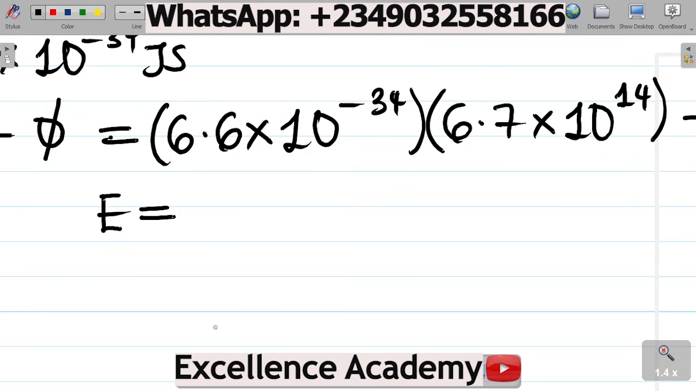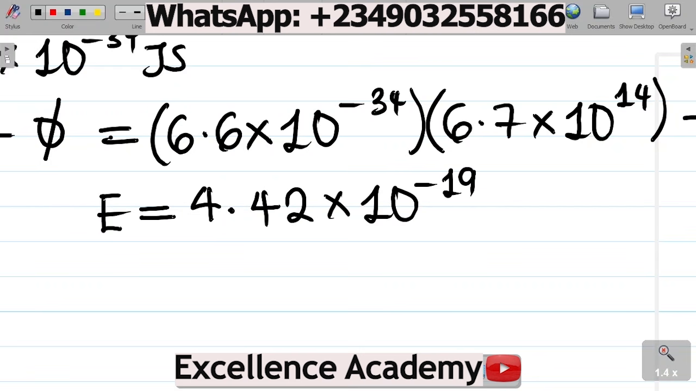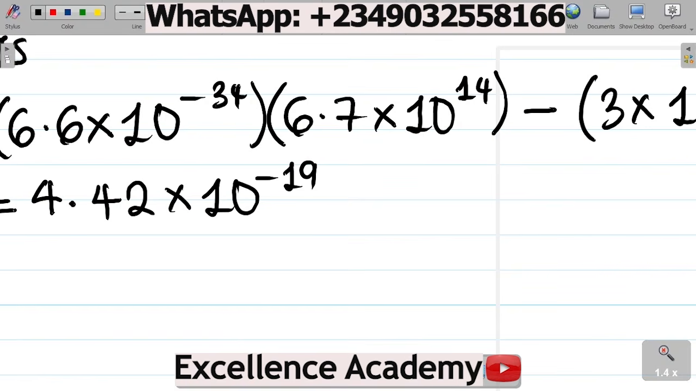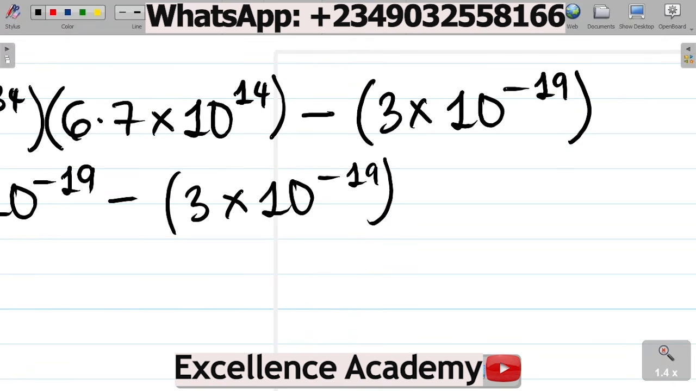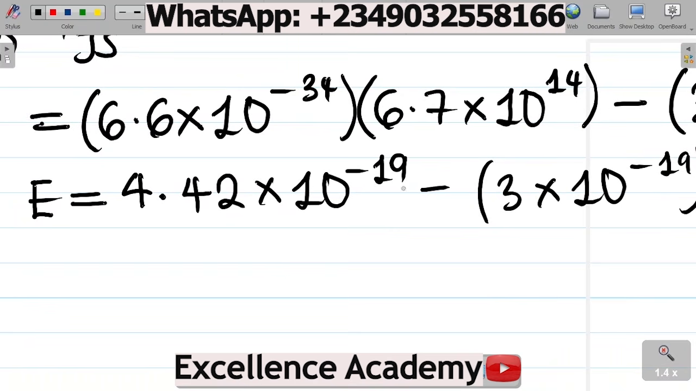Now, if you punch that correctly, your value gives you 4.42 times 10 to the power minus 19. You have this minus, let's bring in the work function, which is this one here, 3 times 10 to the power minus 19. Let's put this in brackets, this one in brackets and then that one.